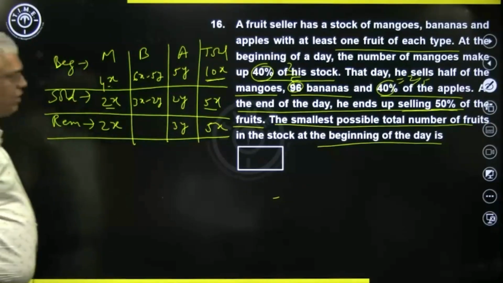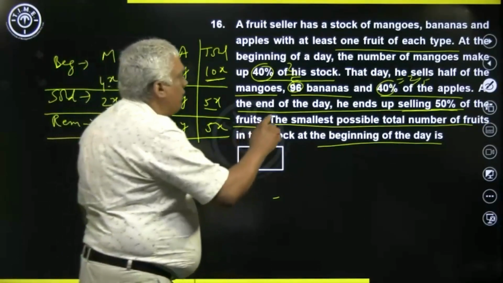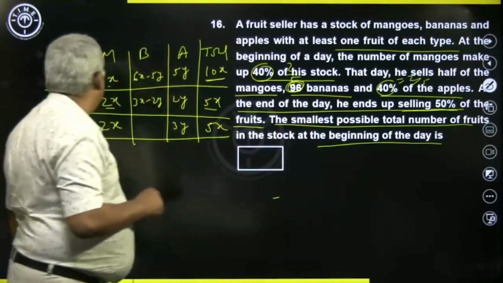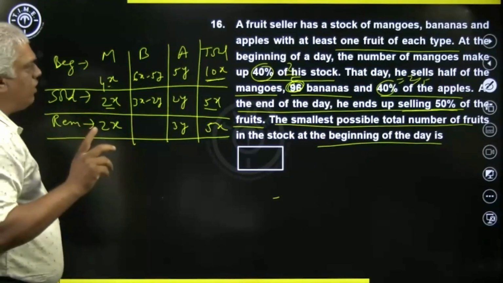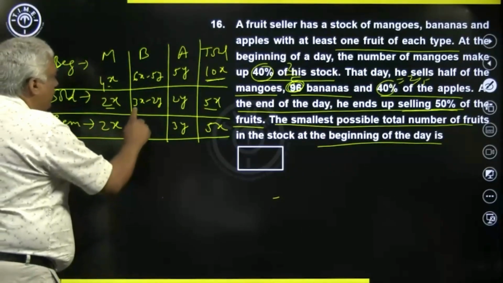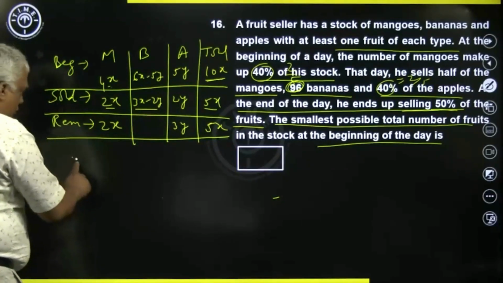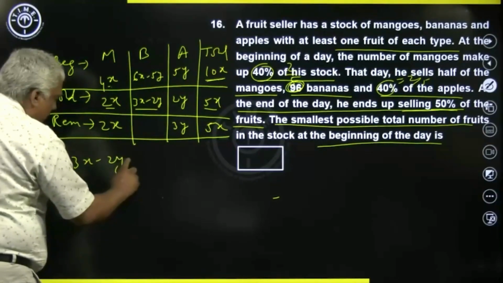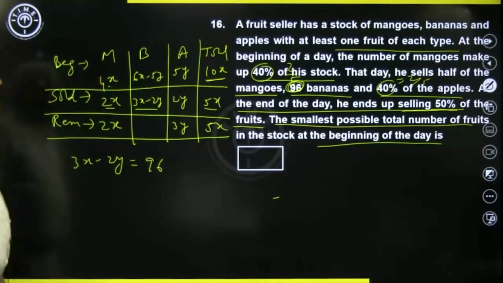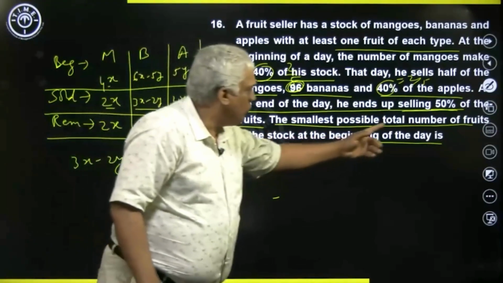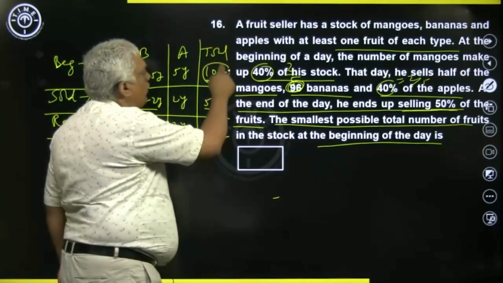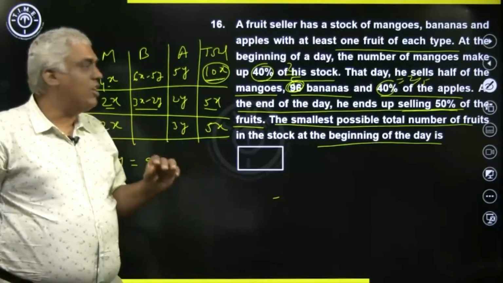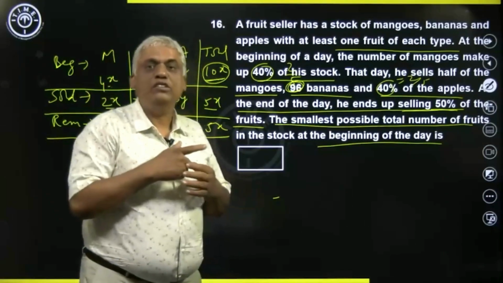Now it's given that the total banana sold was 96. He sells 96 bananas. So 3x minus 2y is given as 96. Now the question is asking for the smallest possible number of fruits. That means we have to get the smallest value of 10x. Now 10x will be smallest when x is smallest. So we have to get the value of the smallest x.